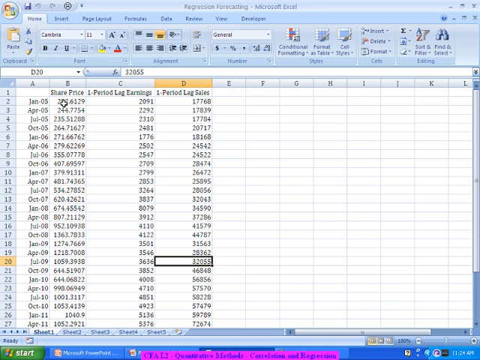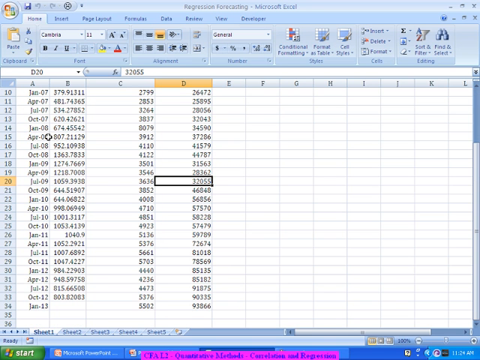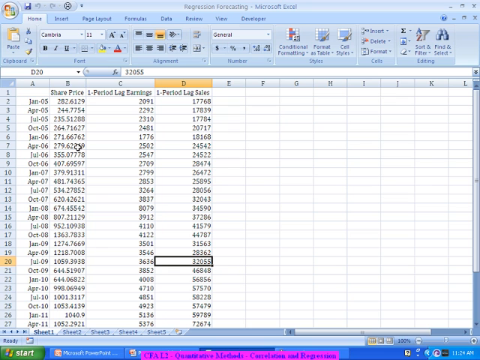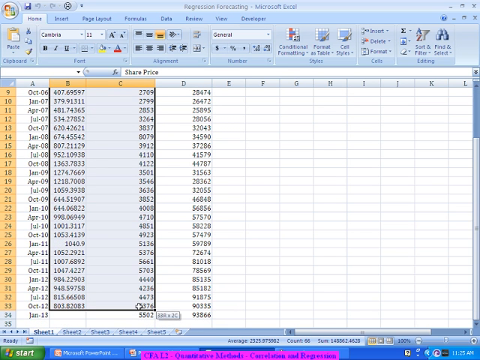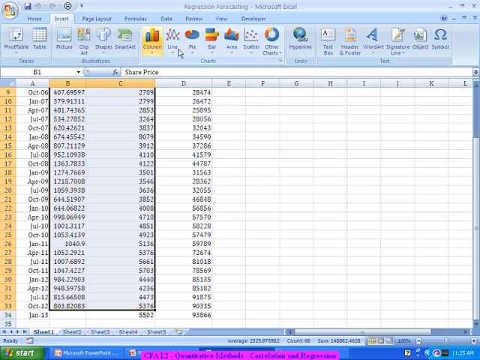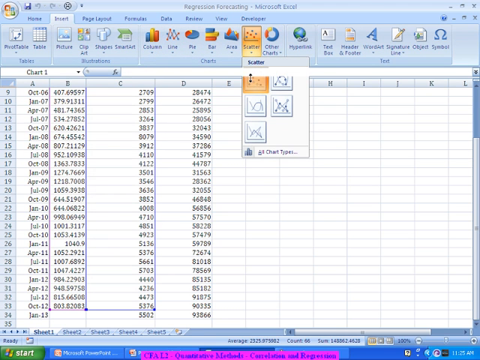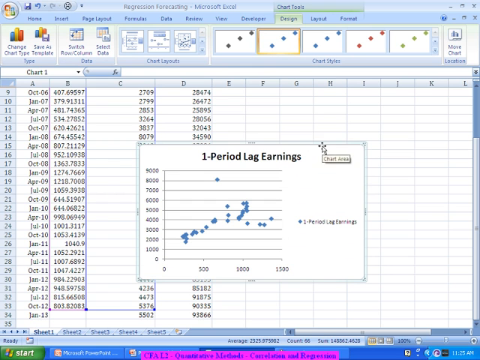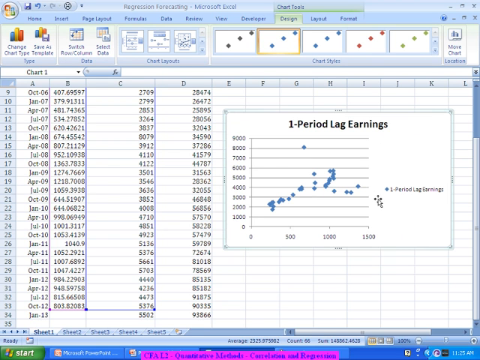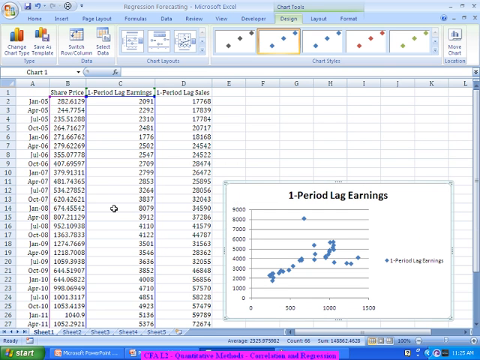Let's say here I am taking data items right from Jan 05 till Jan 13, the quarterly share price of a company versus the earnings of that company. One year, one period lag, one quarter lag earnings. So I would like to do a scatter plot between these two data items. Now, doing a scatter plot is, in this case, giving a relationship between the X value, which is the share price, and the Y value, which is the lag.